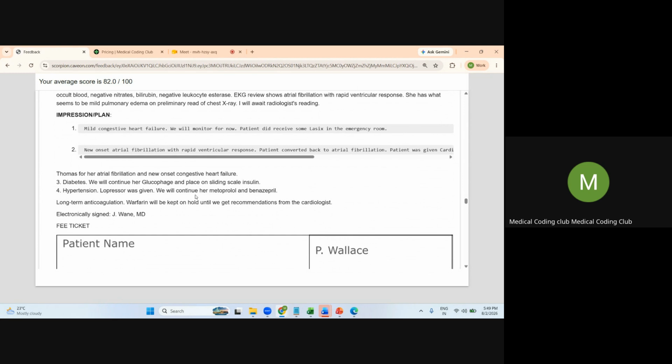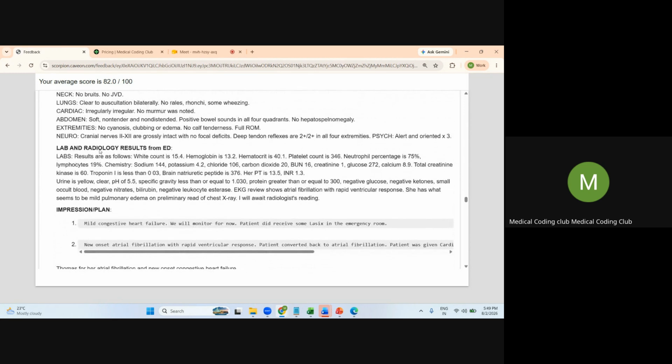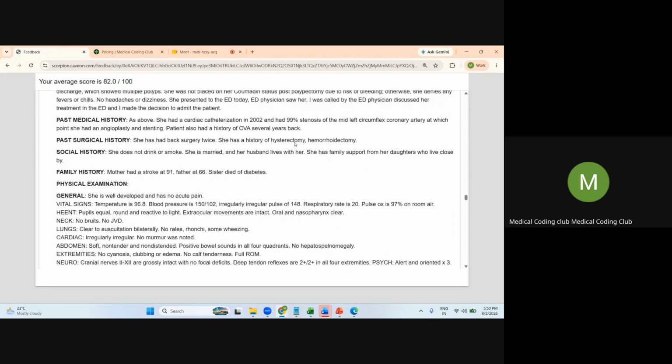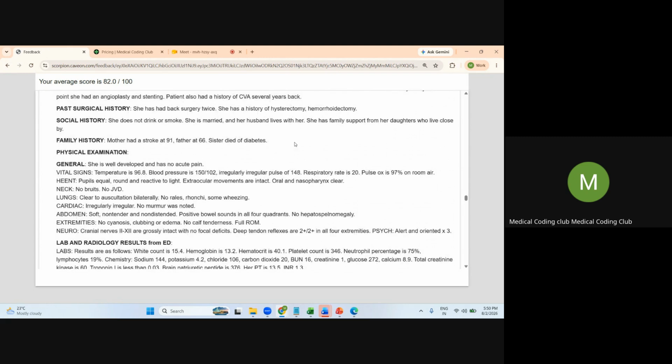Then in the same way, if you observe the data points under labs and radiology reports, multiple tests are being ordered. Along with the multiple tests, there is an EKG review and a chest x-ray. Two diagnostic tests plus multiple labs. Also, if you consider this point, I was called by the ED physician and discussed her treatment, this will be considered a discussion of management. So you are going to meet two categories, tests and documents as well as discussion, so your data level will be high.